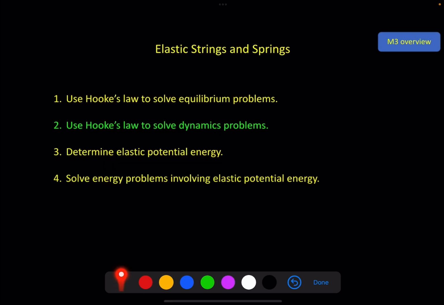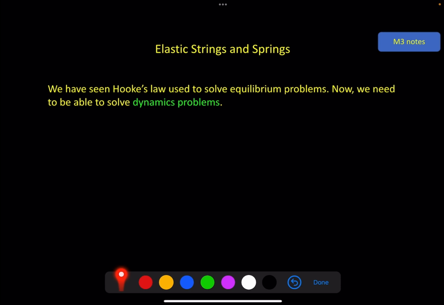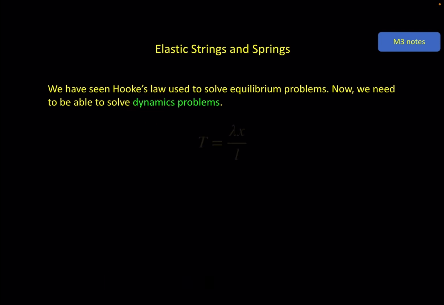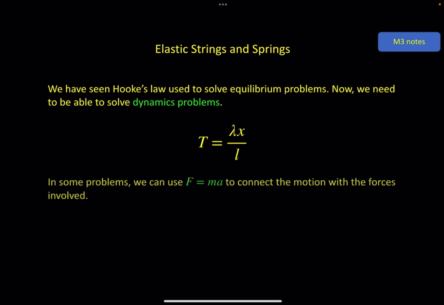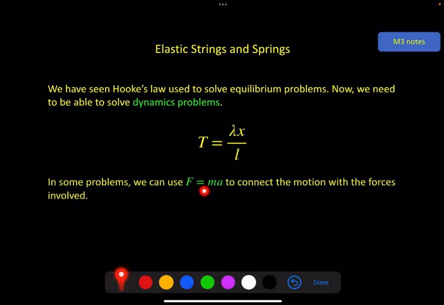In this video, we're going to use Hooke's law to solve dynamics problems. We've seen it used already to solve equilibrium problems in the previous video. Now, dynamics problems means the particle will be moving. Here's Hooke's law. We're going to be using this again, but we're also going to be using F equals ma to try and connect the forces that we know, which will include the tension, with the motion, which will probably have some information about the acceleration.